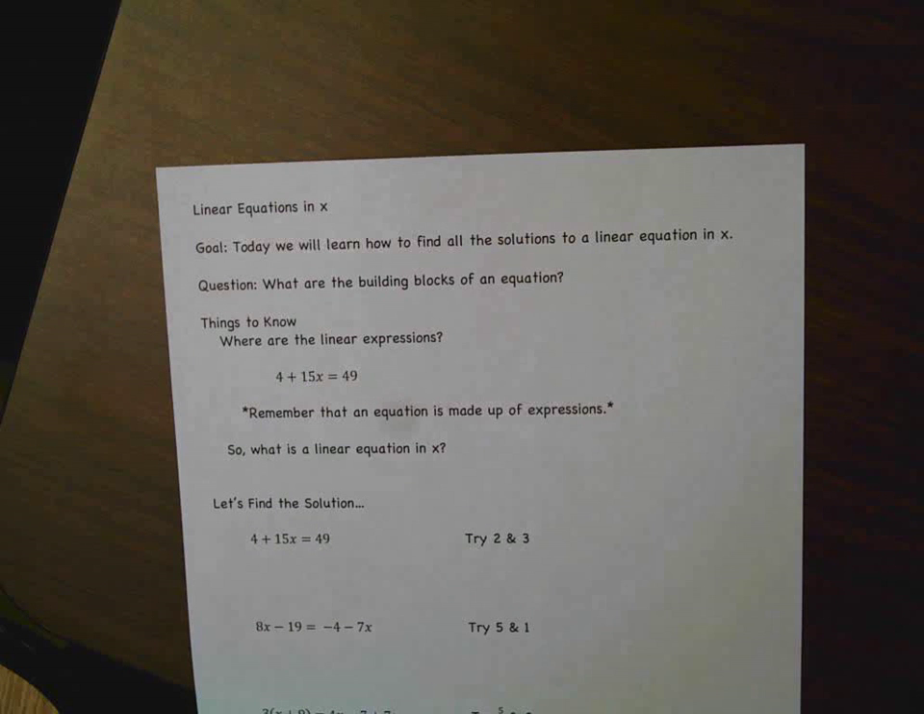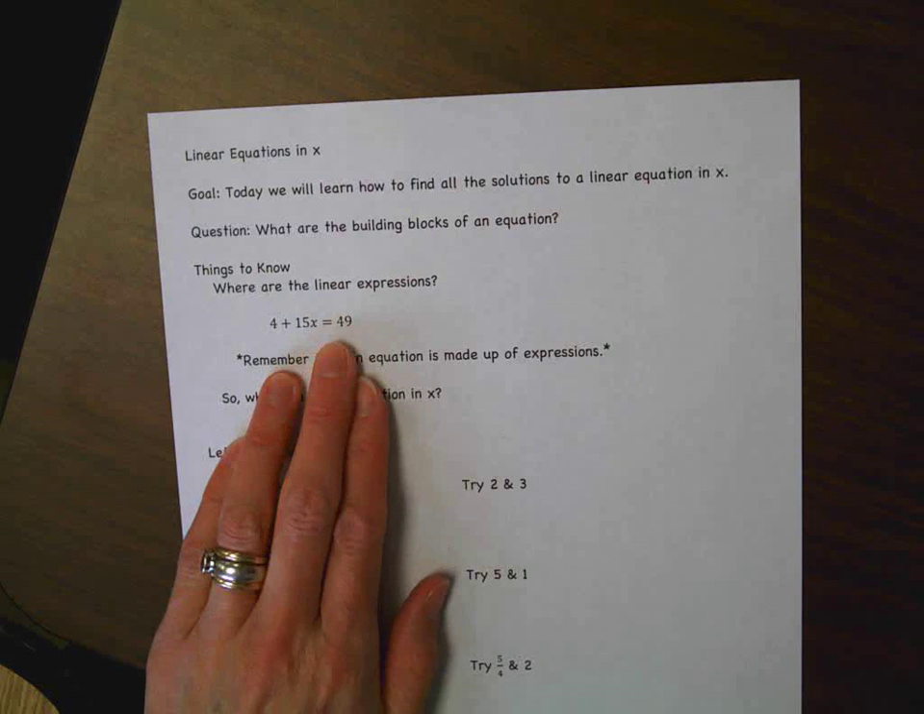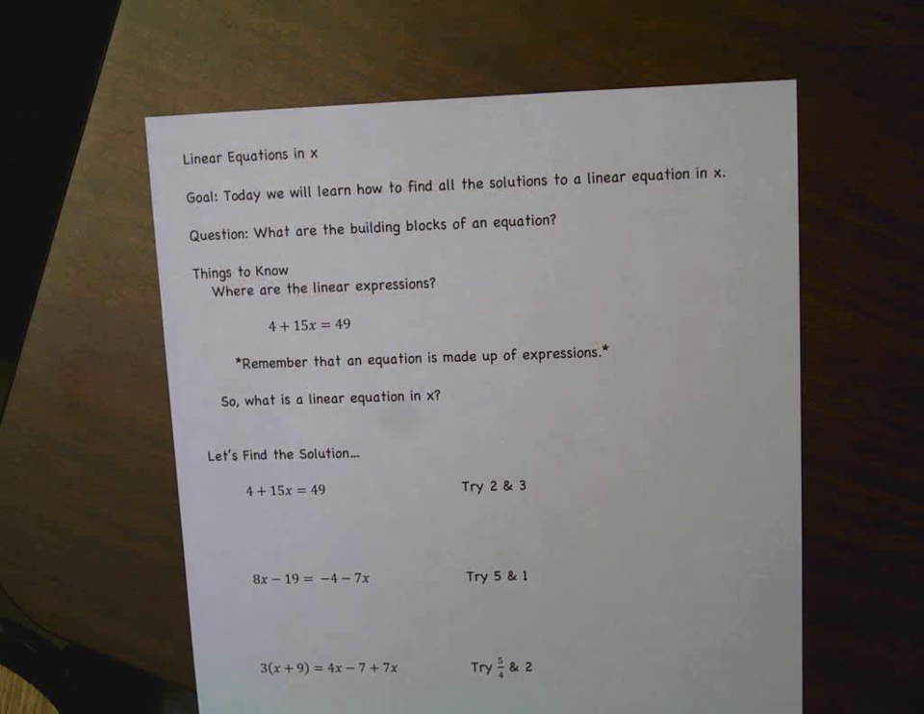Things to know. Where are the linear expressions? Okay, where are the linear expressions? So if we look at this problem right here, we're getting 4 plus 15x equals 49. So what I want you to be thinking about is linear equations and linear expressions tell us that there is exactly one value that the variable can be in order to make the sentence true.